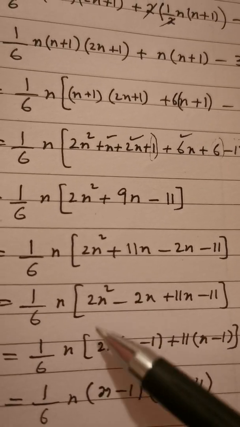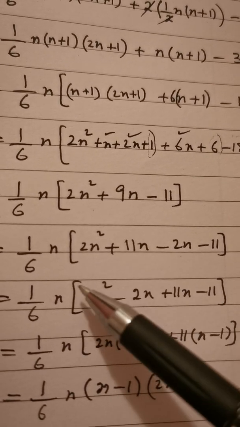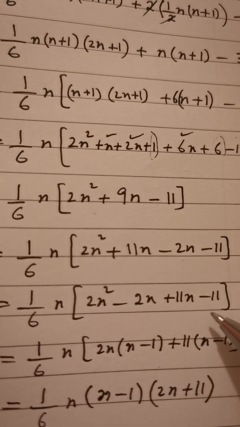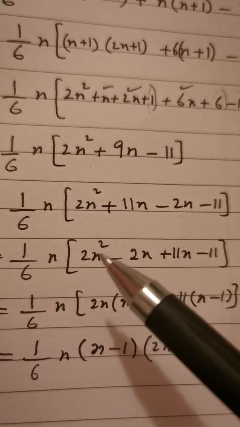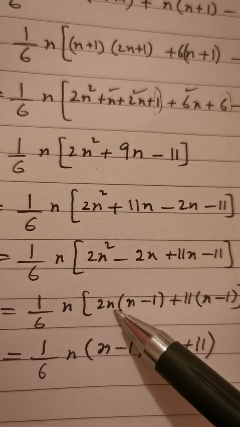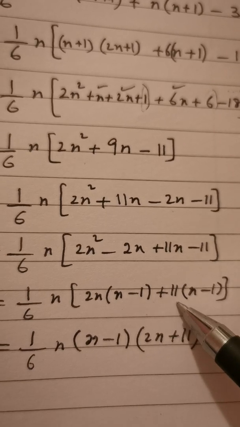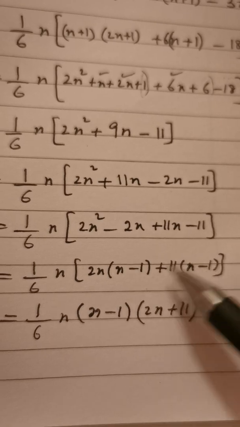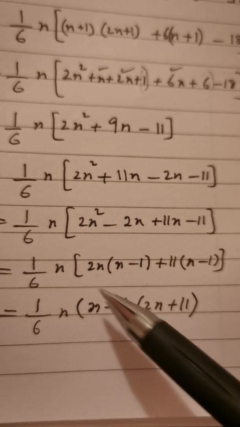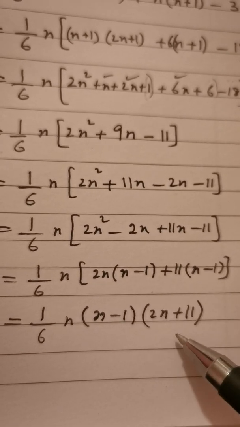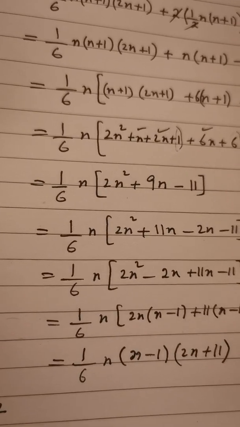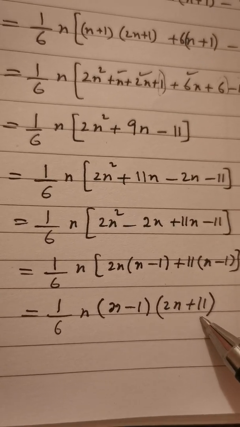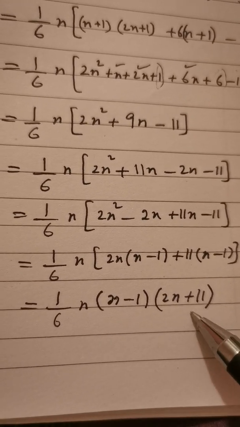Now I will arrange this in such a way that there will be two pairs, and from the two pairs we will take something common. So from this pair we will take 2n common, and from this pair we will take 11 common, and further you will see that n minus 1 is common from these two terms, so I take it common, and I have left 2n plus 1, 2n plus 11, right?